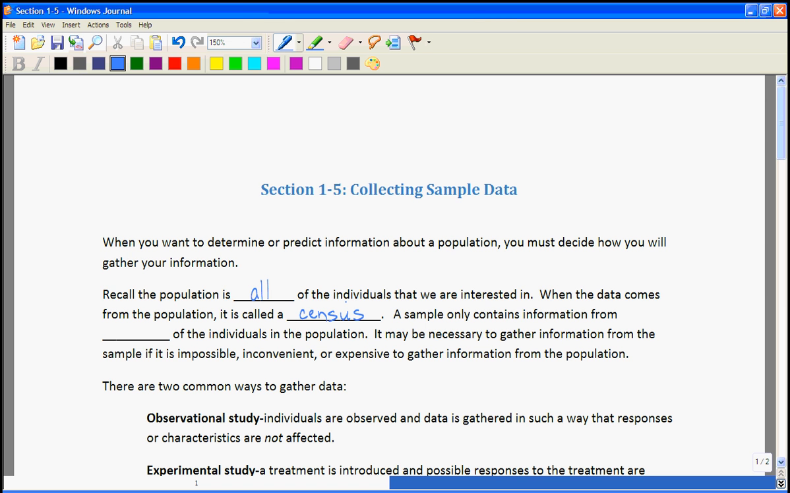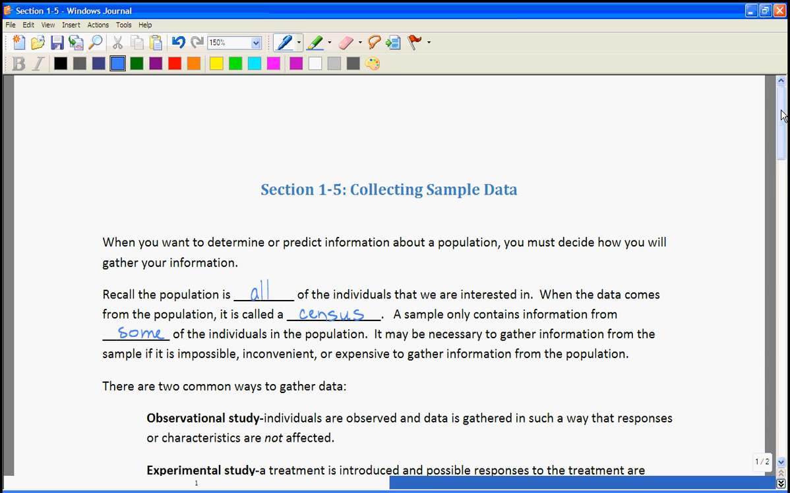Now, a lot of times a sample only contains information from some of the individuals in the population. And many times we can't get to the population. Either it's impossible, inconvenient, largely expensive, or some other barrier for us to gather information from the population. So maybe a sample is all we can get to, and that's just what we'll need to do sometimes. So if it comes from the population, it's considered a census, but many times we're just going to be able to work with a sample.